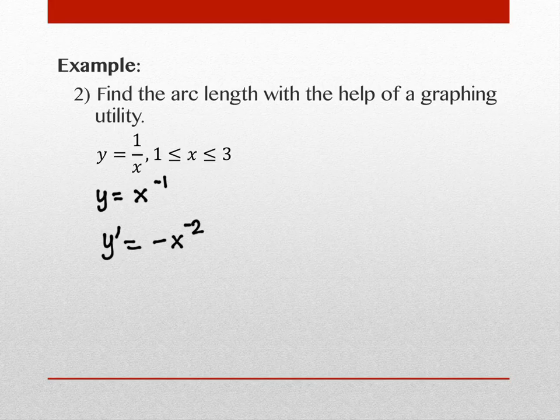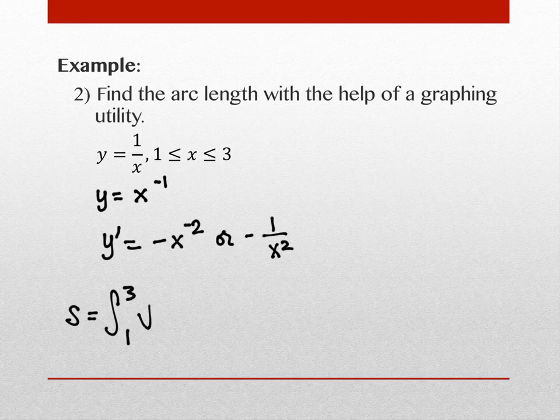There we go. Negative x to the negative 2. Or if you wish to write it, this is negative 1 over x squared, right? Either of those versions are fine. So if we're finding our arc length, s, it's going to be between the limits of integration it gave us, which is 1 and 3, of the square root of 1 plus, and I don't care which version you write this in, so I'll just write it in the first one without the fraction form.